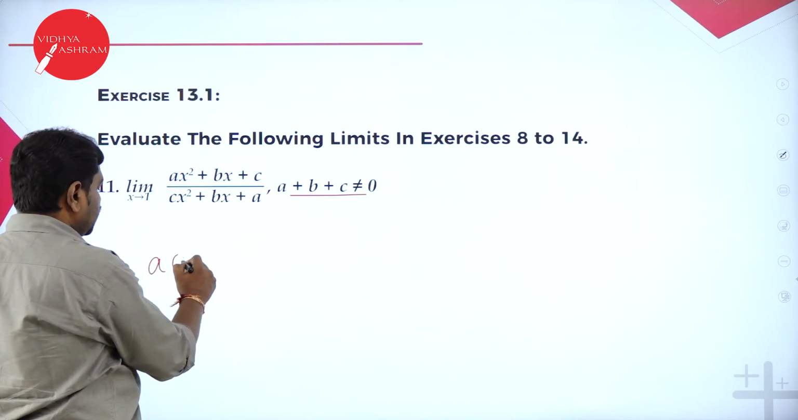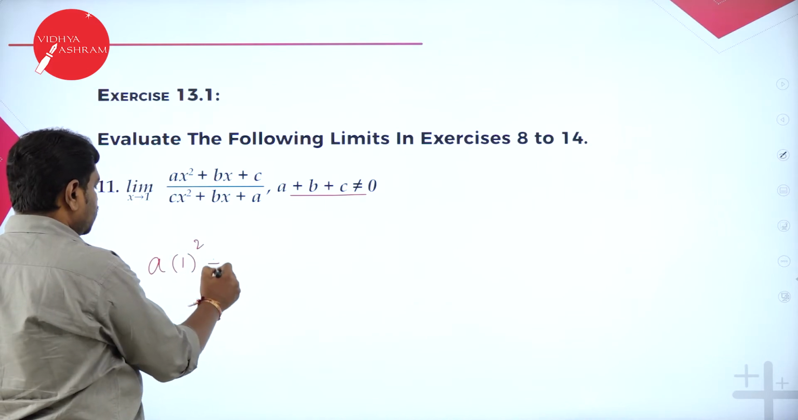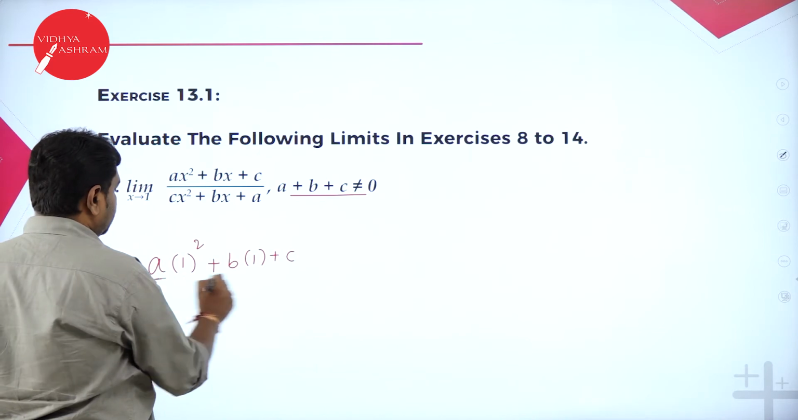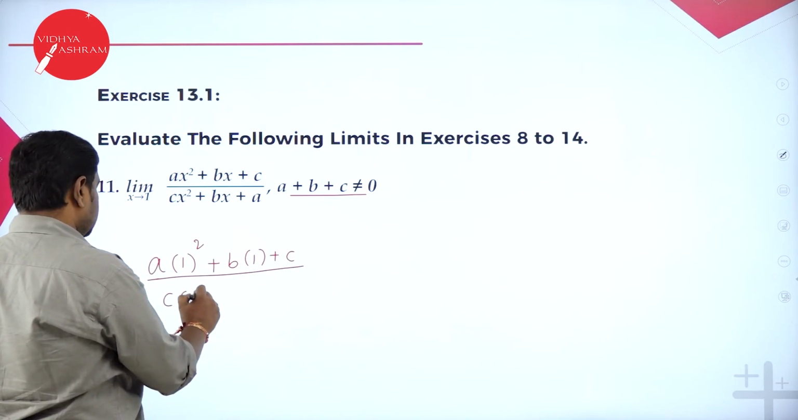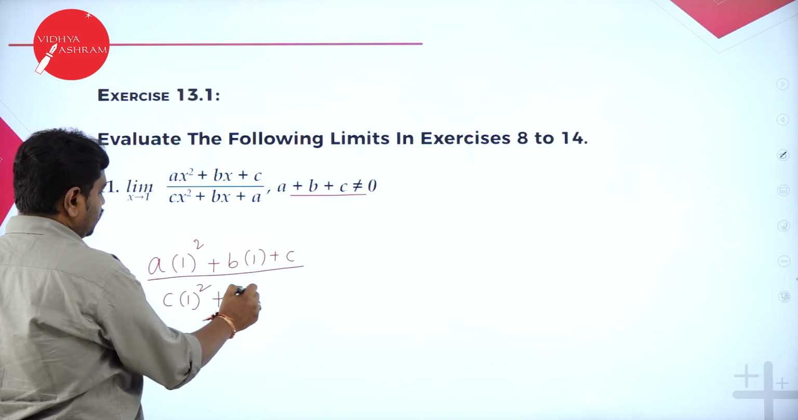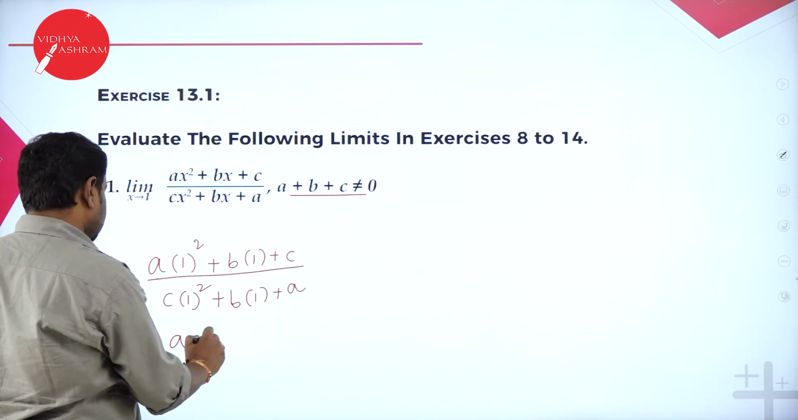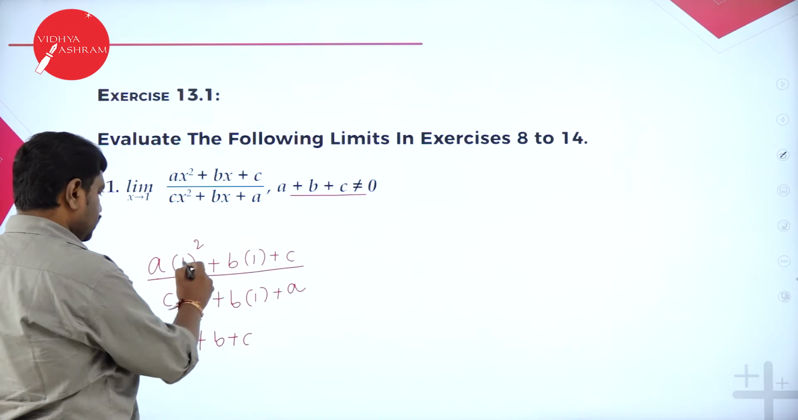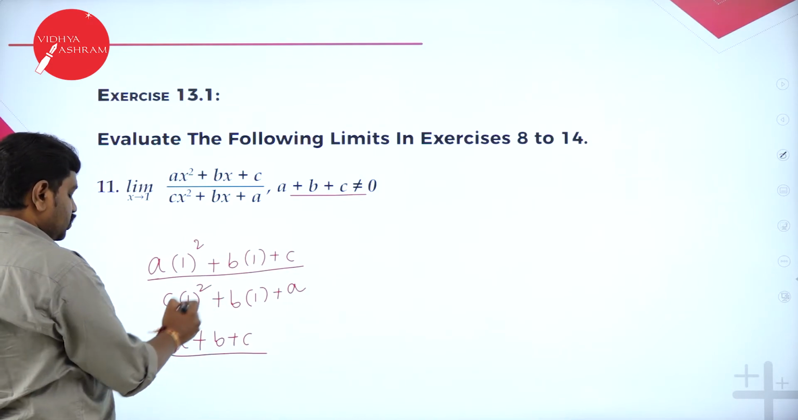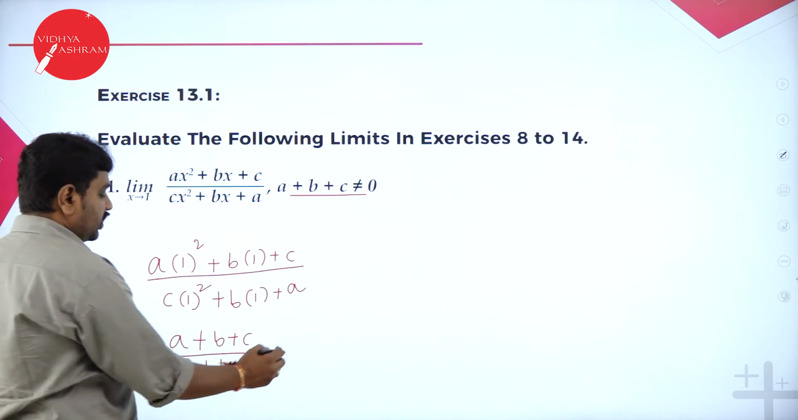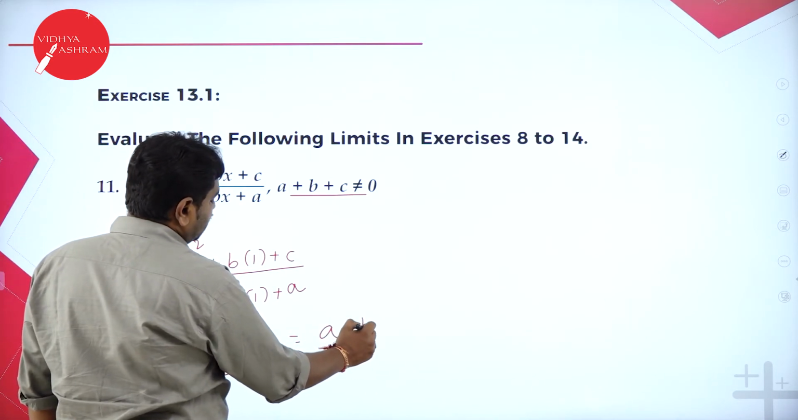So it will become a into 1 square plus b into 1 plus c divided by c into 1 square plus b into 1 plus c. That is a plus b plus c. 1 square is 1, a into 1 is a. 1 square is 1, 1 into c is c, c plus b plus a. You know, addition is commutative. So the numerator is in the order a plus b plus c.